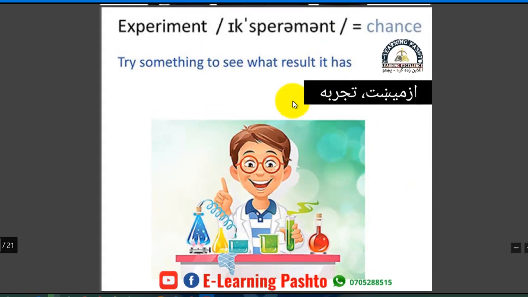Next we have experiment معنا ارزمښت یا تجربه، عموما scientific تجربو ته ویل کېږي. Try something to see what result it has، یعنی یو څه کتل چې څه پایله لري. Try to avoid doing any kind of chemical experiment. It will harm you. کوشش وکړئ د کیمیاوي تجربې ازمایښت څخه ډډه وکړئ، ممکن تاسو ته ضرر ورسوي.